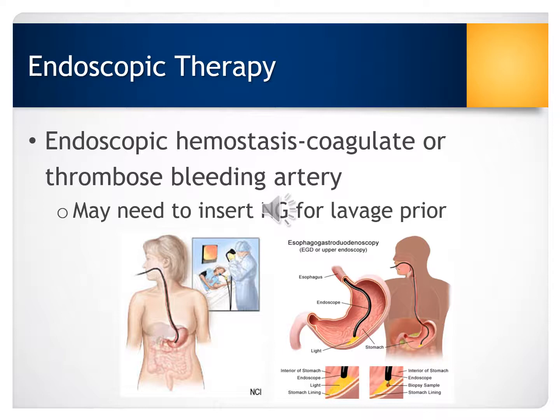The first-line management of upper GI bleeding is endoscopy with endotherapy. It is most helpful if the endoscopy is performed within 24 hours of bleeding. This is important to diagnose and to provide any surgical or radiological intervention. The goal of endoscopic hemostasis is to coagulate or thrombose a bleeding vessel. Sometimes it'll be necessary for a patient to have an NG tube inserted to do lavage prior to the procedure in order to remove large amounts of blood from the stomach.